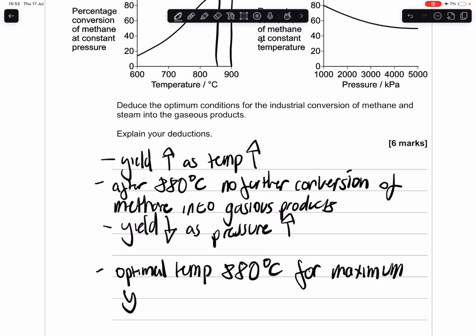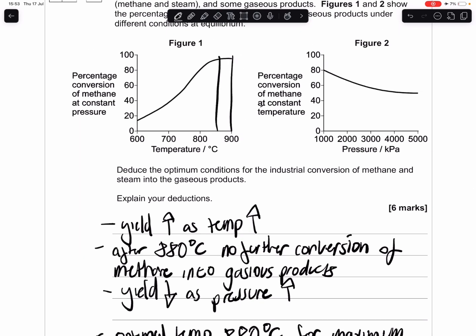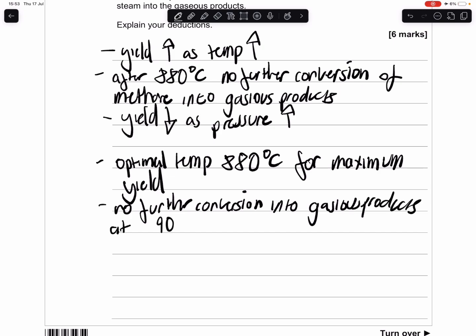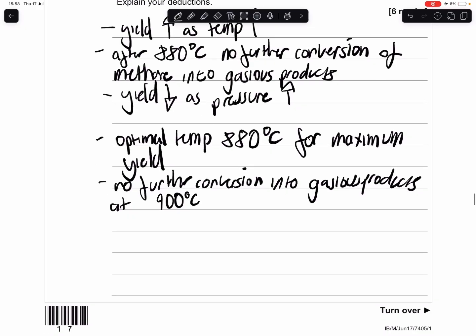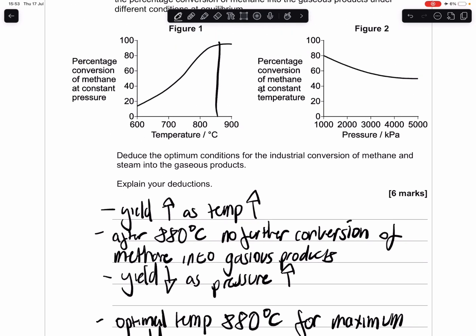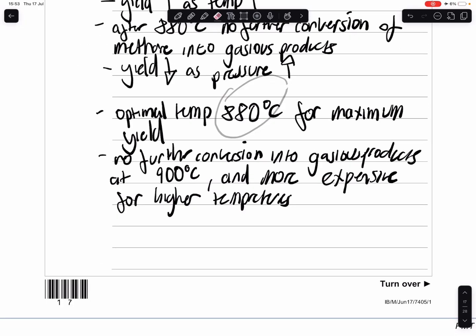maximum yield. And now we need to explain why wouldn't we do 900, and that is because no further conversion into gaseous products at 900 degrees and more expensive for higher temperatures. Because if you imagine, you're working in industry and you're trying to make these high temperatures, that's going to be more expensive. You're going to need to use more resources. So yeah, optimal temperature is around 880, as we've said.